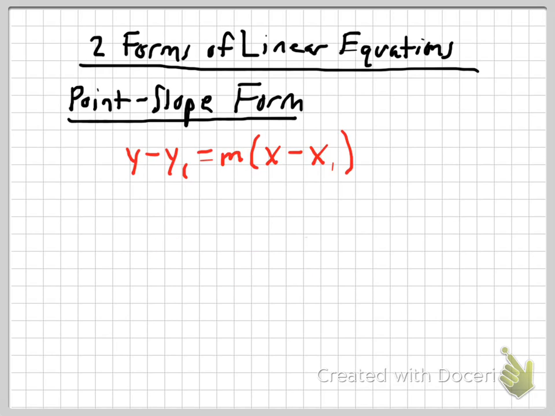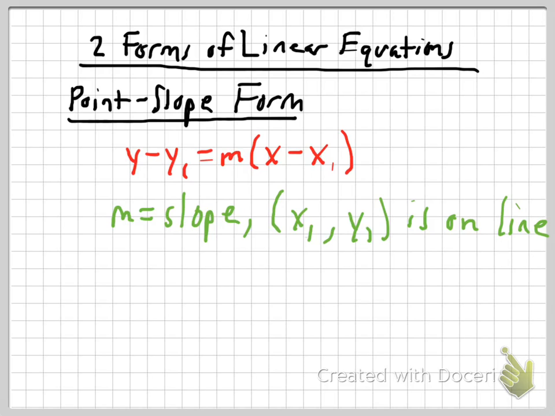Okay, now when you're using point-slope form, m is still slope. Point-slope form tells you the slope of a line, and it also tells you a point that the line goes through, besides the y-intercept, and that point being the (x1, y1) that's on the line.